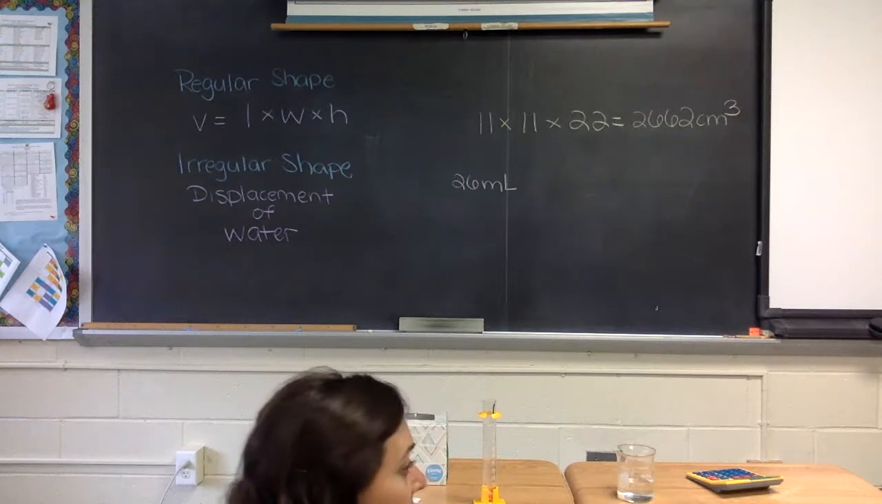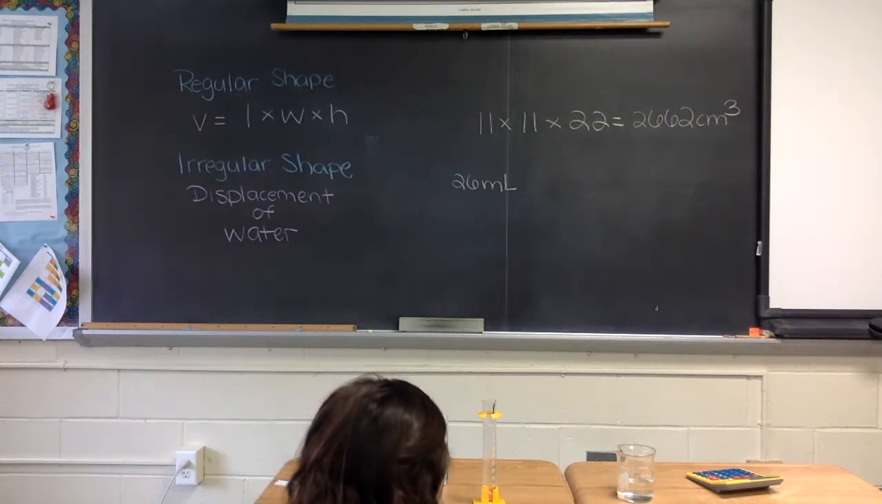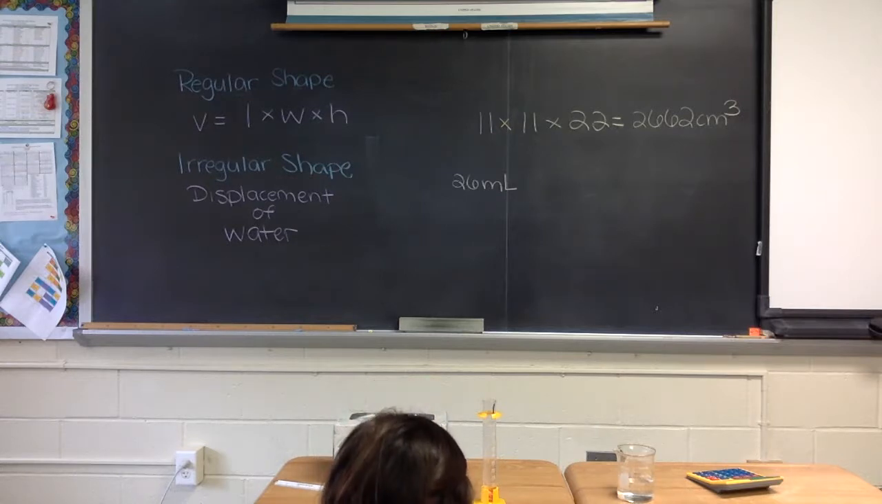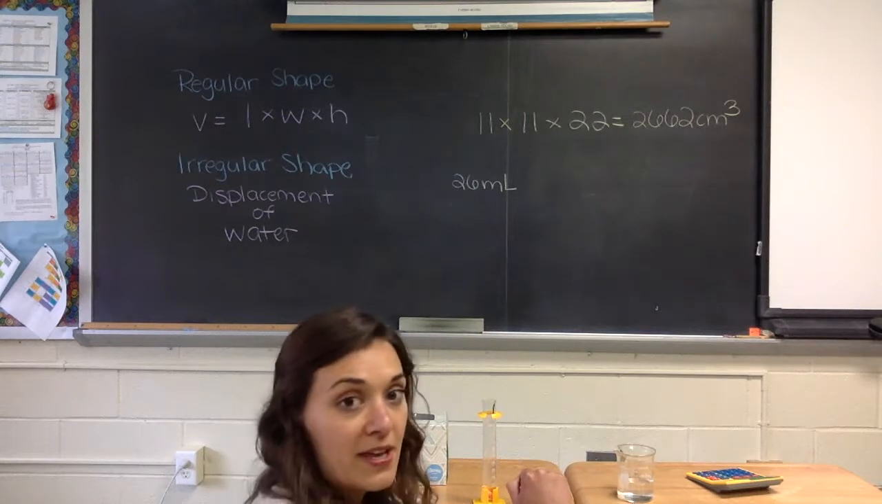Again, I'm going to get down eye level with my graduated cylinder, and I'm going to read the meniscus, the curved line the water makes. I see now that I'm at 28 milliliters.